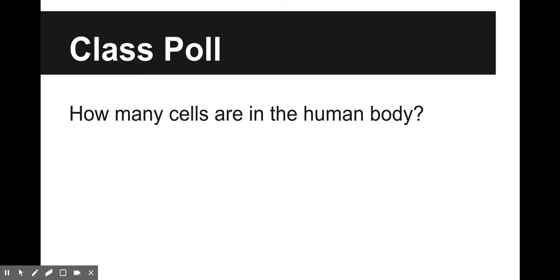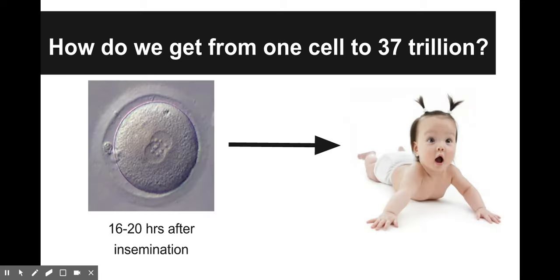First question I want to ask you guys, though, is how many cells do you think there are in the human body? So this is a rough estimate, because obviously it's going to depend on how big a person is, how old they are, all sorts of things like that. But roughly, estimates put it around 37 trillion. So we're talking about the trillions with a T.